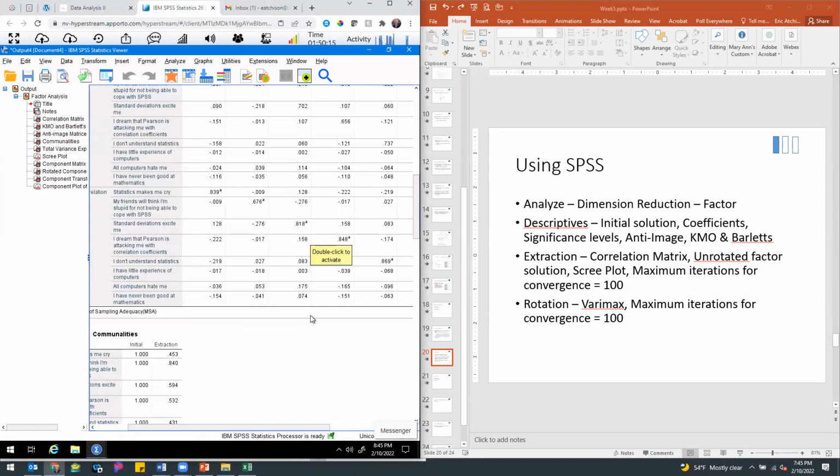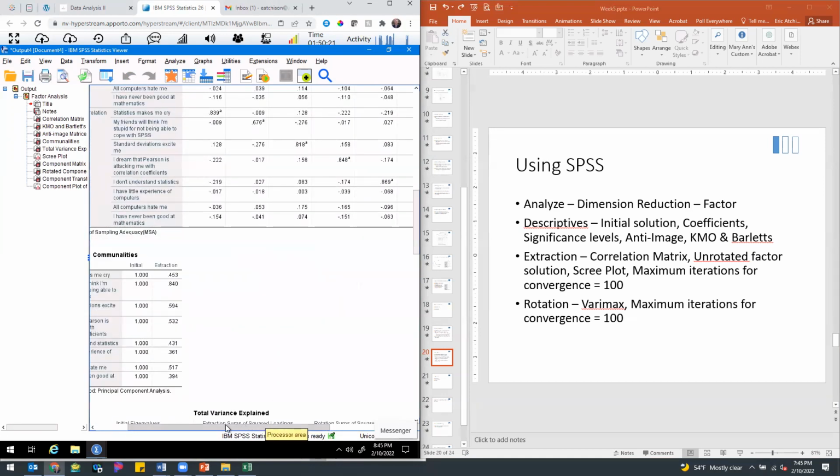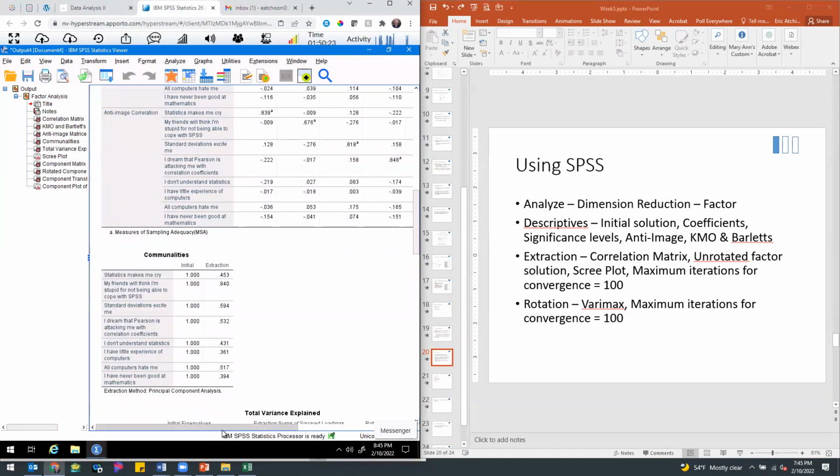So anyway, hey, look, our assumptions, sample adequacy, we've met them, right? Now let's go look at our communalities.